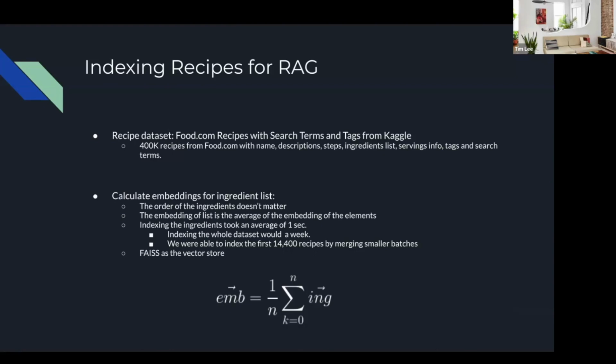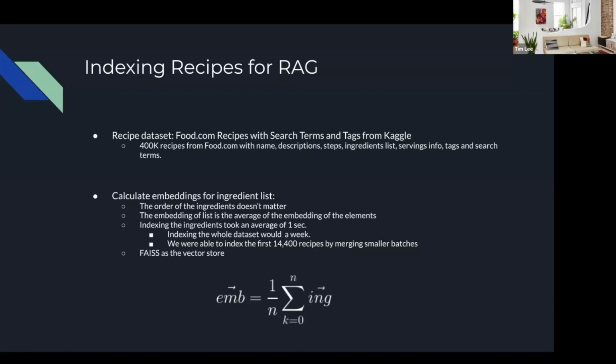So for calculating embeddings of the ingredient list, for doing pasta, for instance, you need water, flour, and eggs. But the order in which you provide those ingredients doesn't matter. So we have to calculate the embeddings a little bit differently. The way we did it is that we calculate embeddings for each ingredient, and then we sum and take the average. We see that this worked well if it's the same list of ingredients, right?